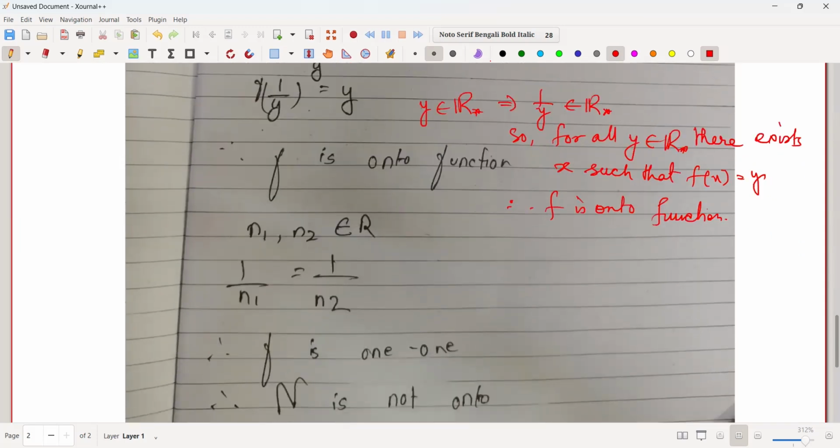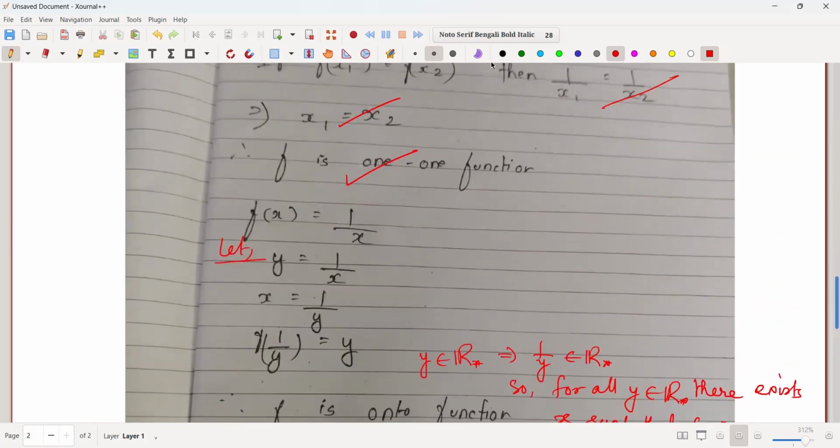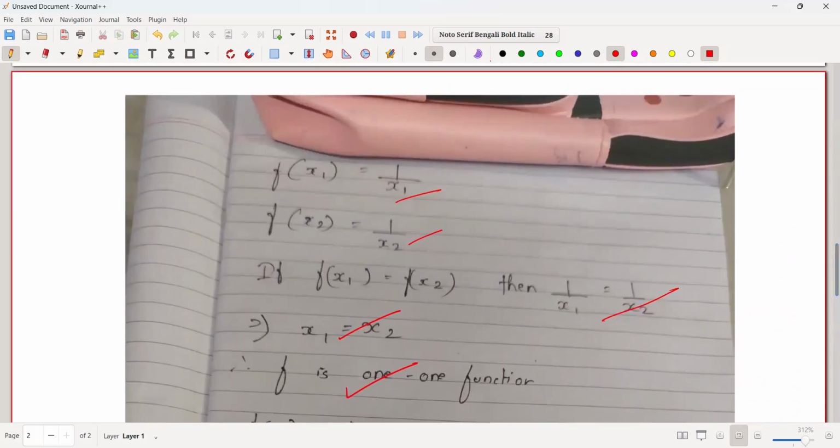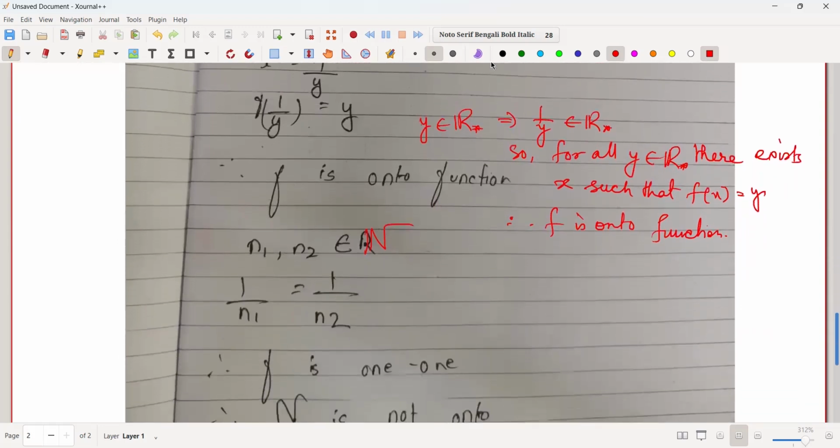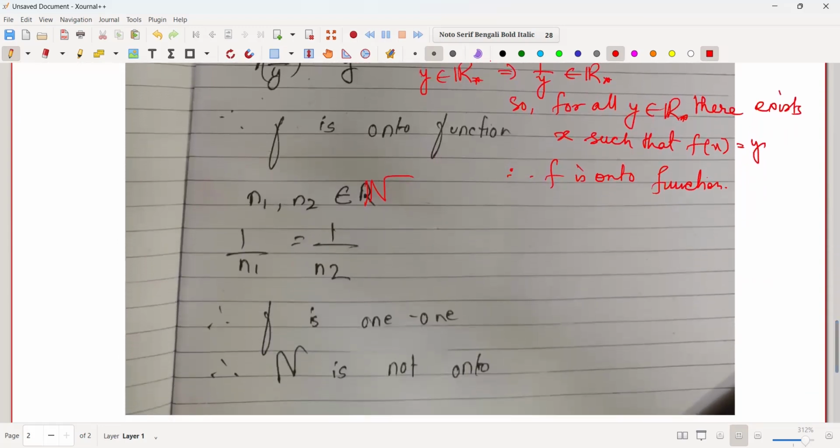Now n1, n2 belongs to natural number. Why is it R? So you have to write here that f such that R star to R star, and here 1 by x is defined because of this. We have excluded the element 0. That is why 1 by x is defined. So n1, n2 belongs to natural number, 1 by n1 equal to 1 by n2.